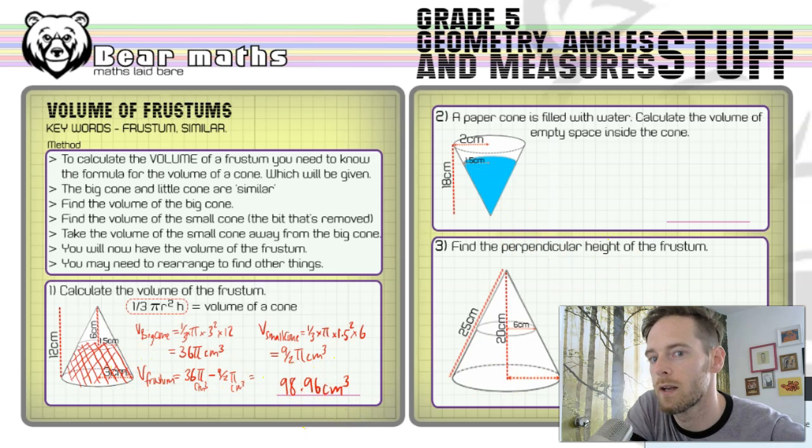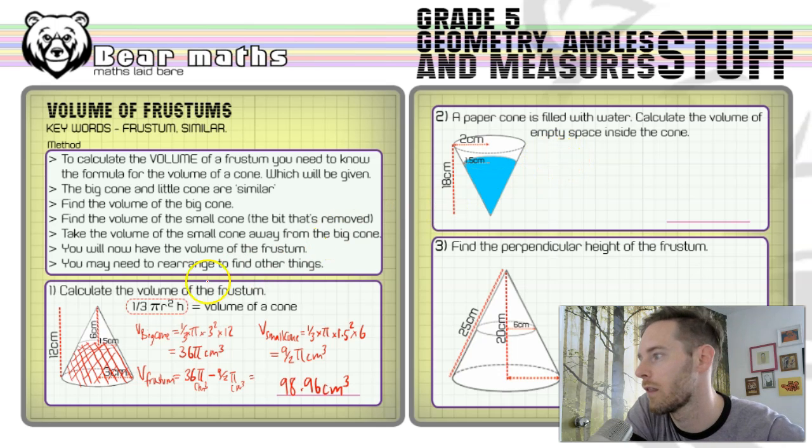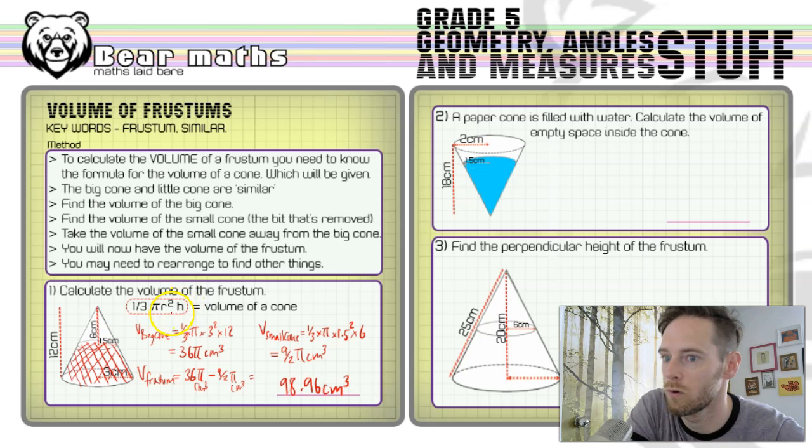Right, let's have a little look at the second question then. Question number 2 is a bit more contextual. We are going to need to use that formula again. I didn't put it in all of the problems because it's there on the page in front of us; you will always get given that. So a paper cone is filled up with water. Calculate the volume of the empty space inside the cone.